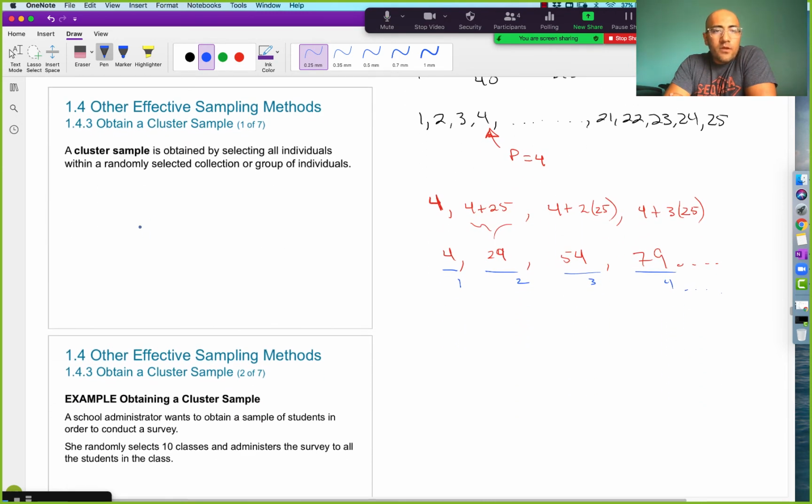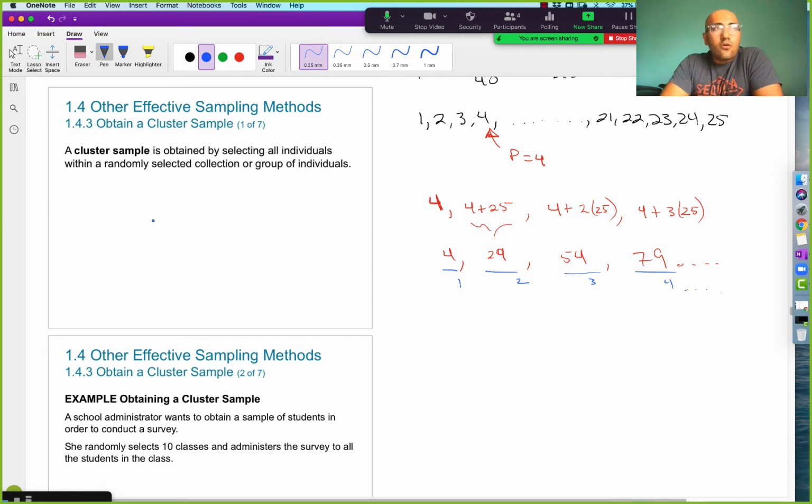No. Okay, next we're going to look at cluster sampling. A cluster sample is obtained by selecting all individuals within a randomly selected collection or group of individuals. The population is either broken up into little groups, or maybe they are naturally clumped in certain groups by certain characteristics. Then you're going to randomly pick one of those groups.